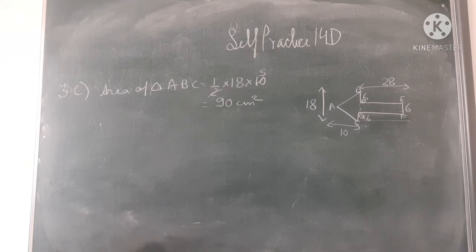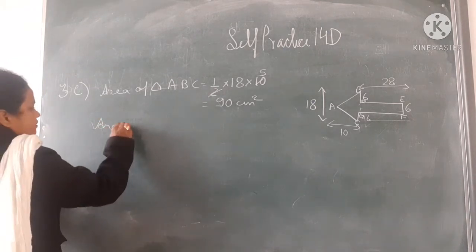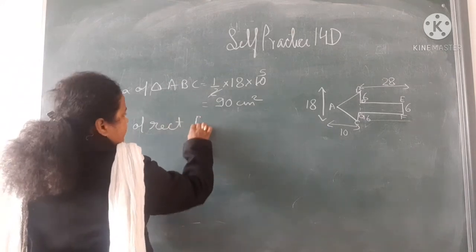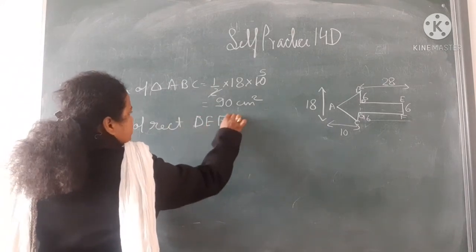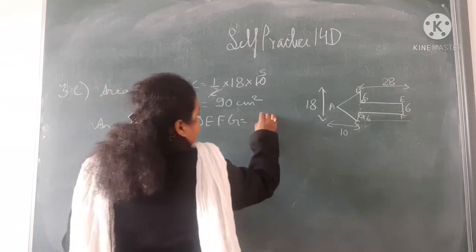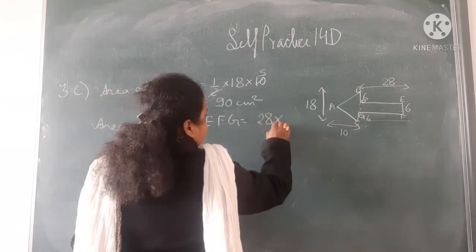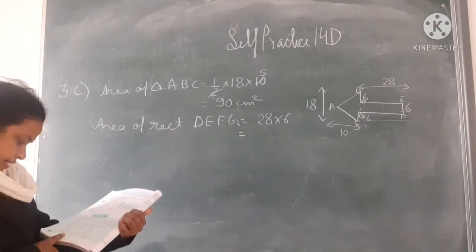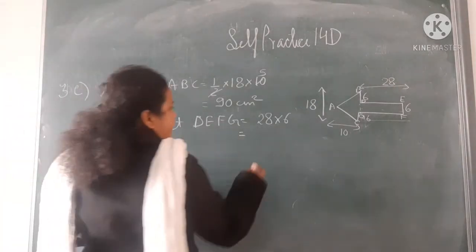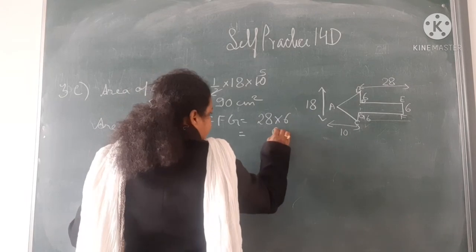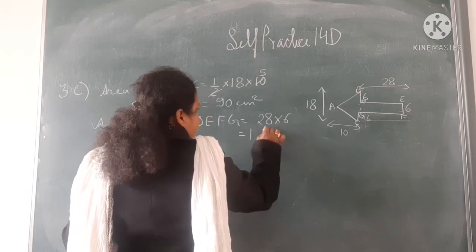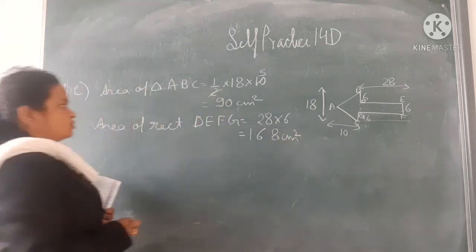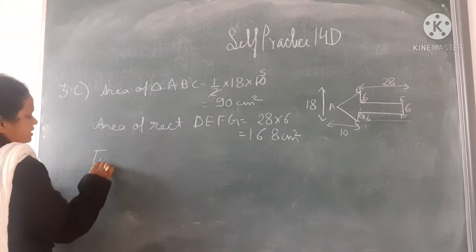Okay. Then area of rectangle DEFG, that is equal to 28 into 6. Okay, total 28 is the length given and 6. So 8 6s are 48, carry 4, 6 2s are 12, 12 plus 4 is 16, 168 centimeter square. Now what will be the total area?